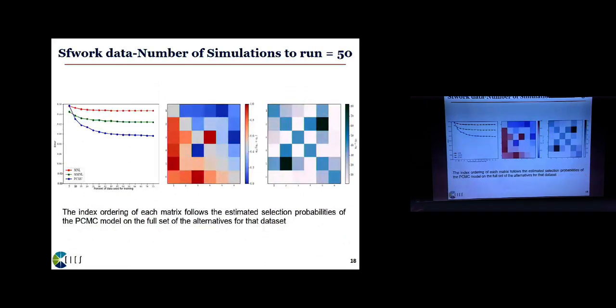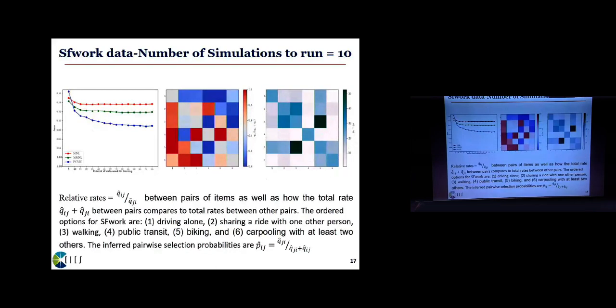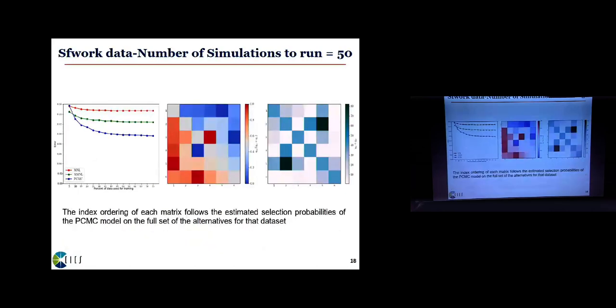Here I did the simulation with the number of simulations equal to 50. When we increase the number of simulations, it will be a little more time consuming. So in the previous one with 10 simulations, we see that first of all the PCMC model starts with a little more error, but when we increase the number of simulations, they start at some sort of the same error. But after that, the PCMC model, in comparison to the two other models, is doing a great job.